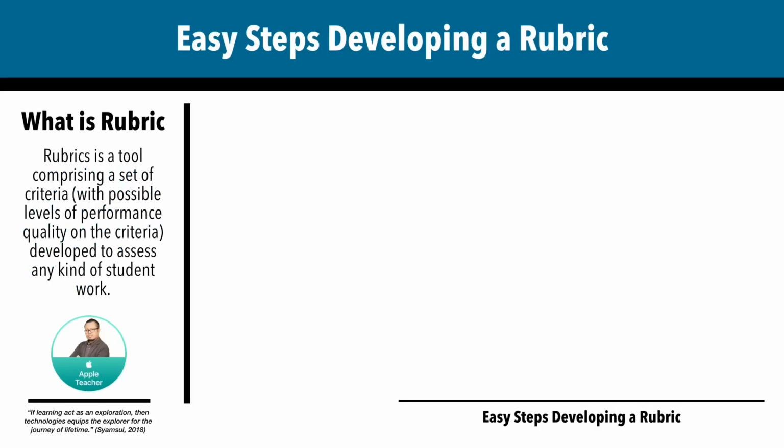What is a rubric? A rubric is a tool comprising a set of criteria with possible levels of performance quality on the criteria, and we develop rubrics to assess any kind of student work to make sure that we can see the attainment and also the achievement.